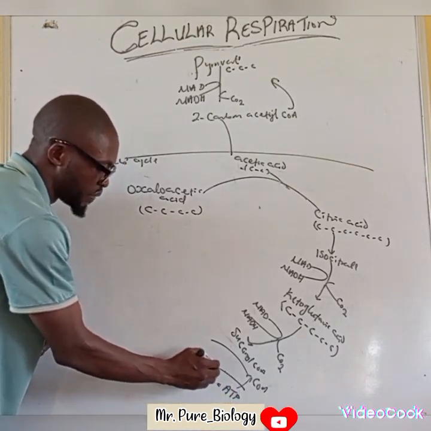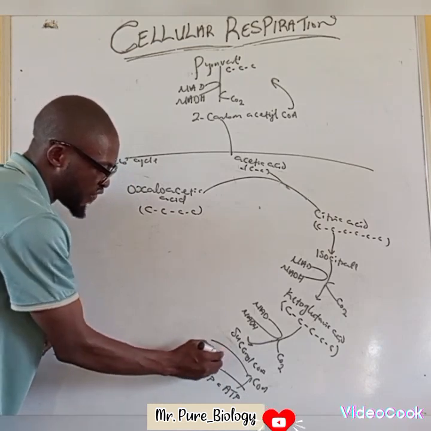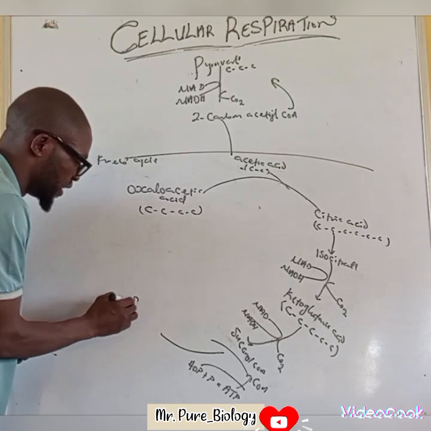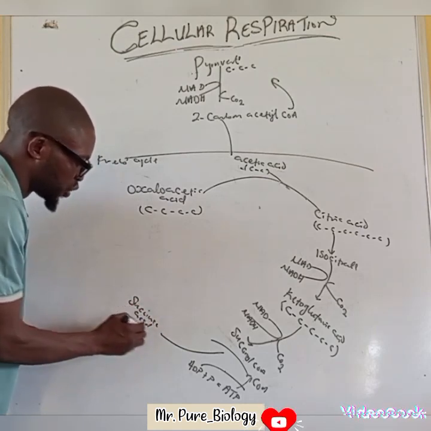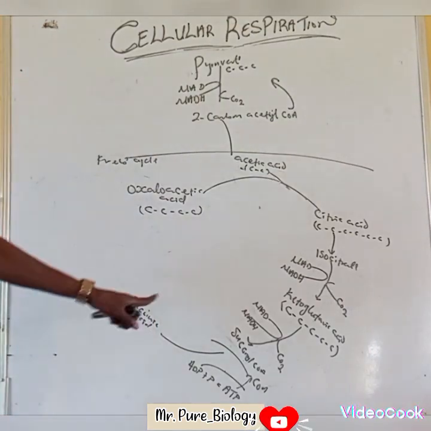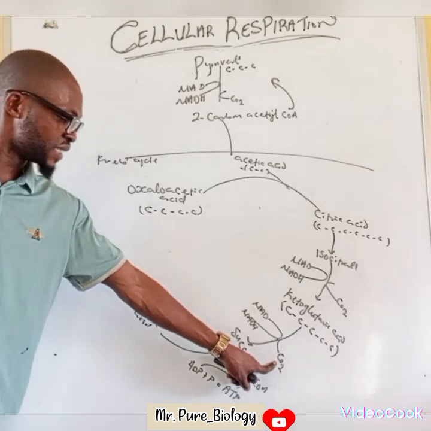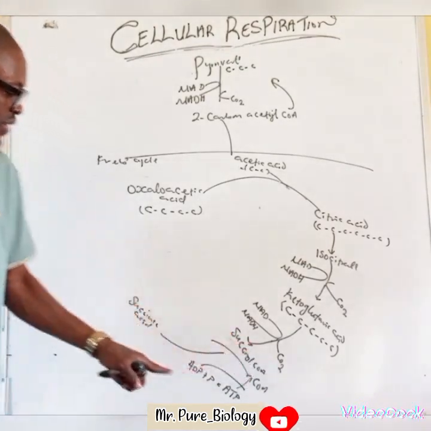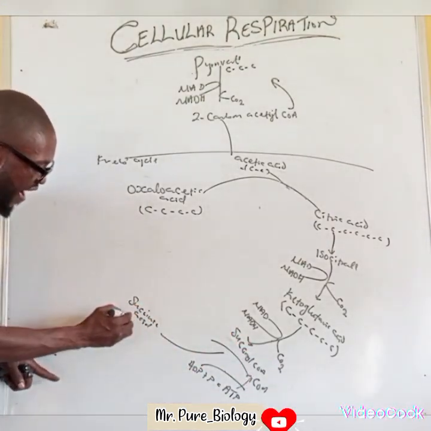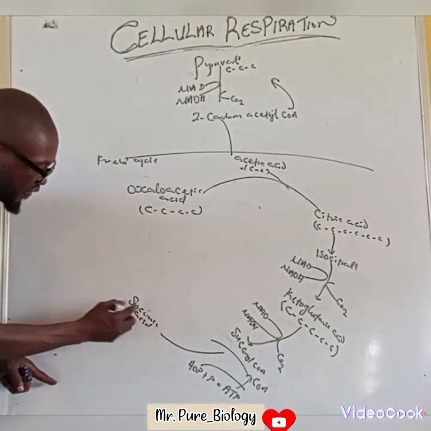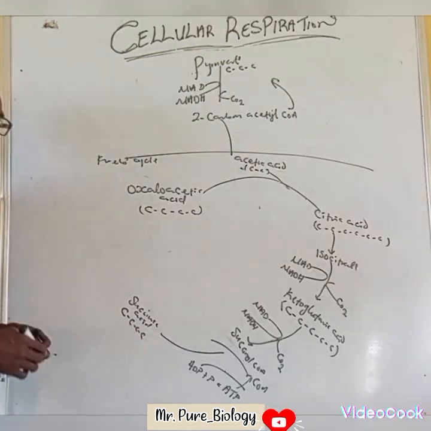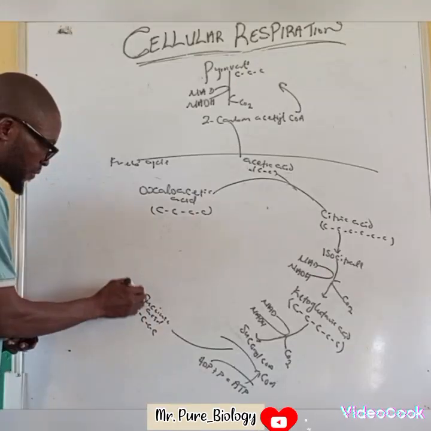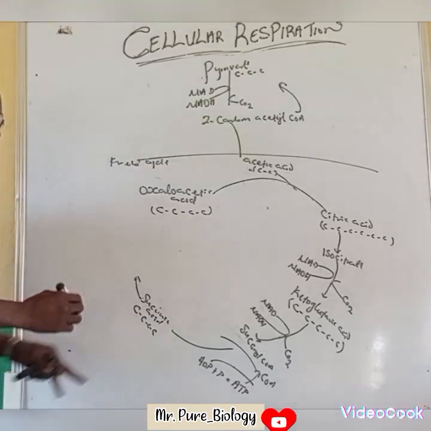After the ATP has formed, the final thing that will form is succinic acid. We shouldn't forget that succinic acid is how many carbon acid? Since a particular carbon has been lost, we go from a 5-carbon acid to a 4-carbon acid. So you can see the succinic acid is a 4-carbon acid.